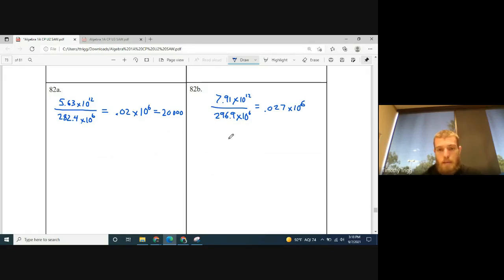So what would that be in standard form? Well, that would be move the decimal 6 spots, right? So that's going to be 27,000. So in the year 2000, each person owed 20,000. Now in the year 2005, each person owes 27,000.